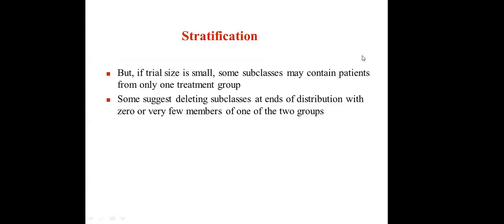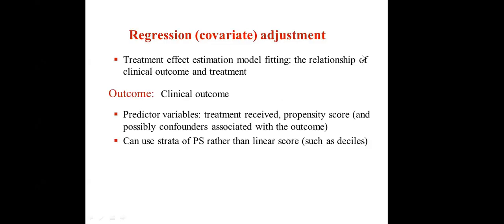But if you do stratification and the trial size is small, some subclasses will probably contain only patients from one group. I think this can happen easily in a small study. Some people have suggested deleting subclasses at the ends of the distribution with 0 or even just a few members of one of the two groups, just as we would if we were matching and not matching people at the extremes. So we have different views about whether you can use all the data or not. And on balance, I think people are favoring not using all the data.